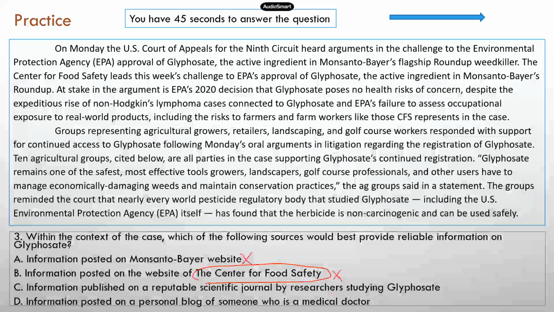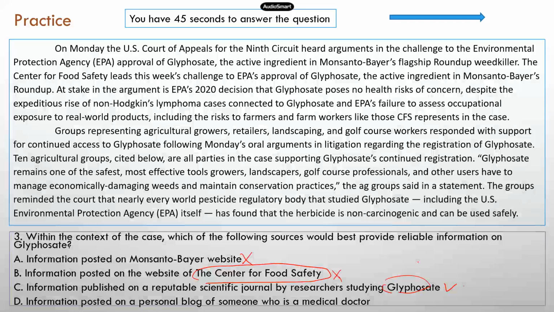C, information published on a reputable scientific journal by researchers studying glyphosate. So that's the correct answer. Now, usually when people publish scientific papers, they have to have a conflict of interest statement. So normally they have to claim no conflict of interest, meaning they're not involved with, for example, this particular chemical, so that they can remain objective when they conduct the studies. So C would be the best source for information on glyphosate.